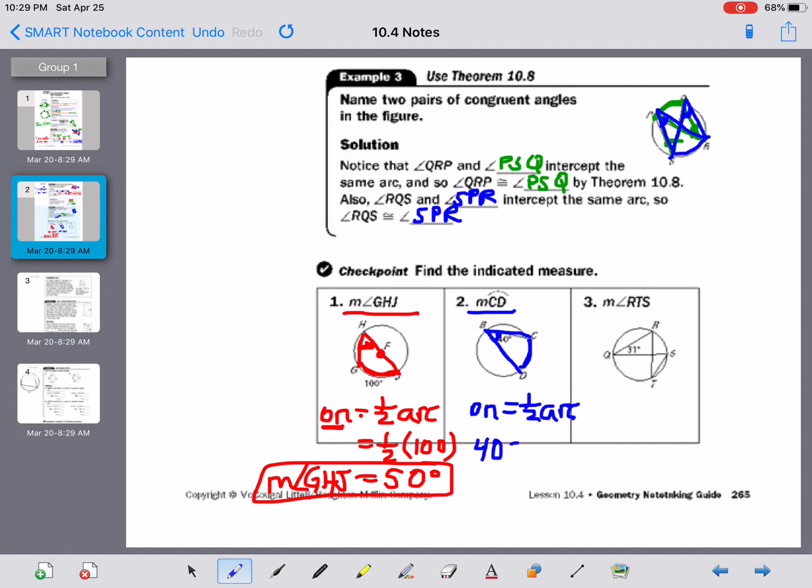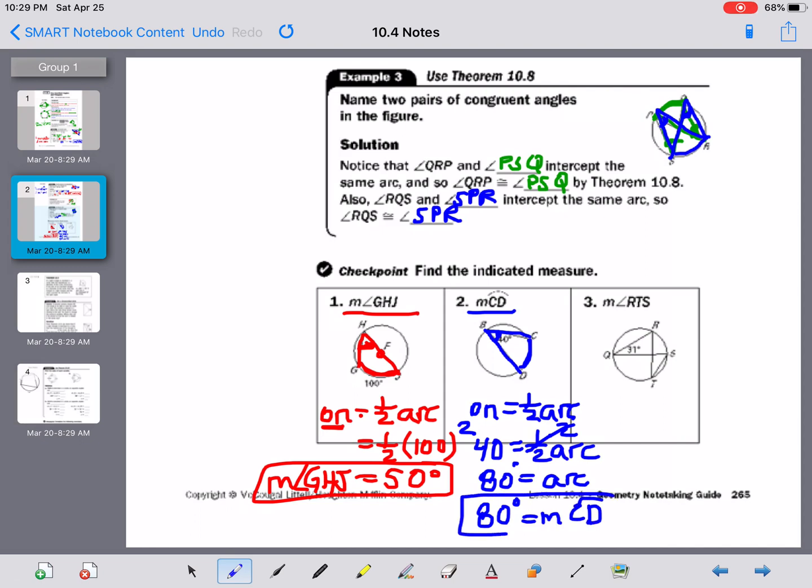I'm looking for the arc, so if I want to find the arc, I need to get rid of that 1/2 by multiplying by 2. Those cancel, and it looks like my arc needs to be larger than my angle, and I get 80 degrees. So it looks like 80 degrees belongs to that arc CD.